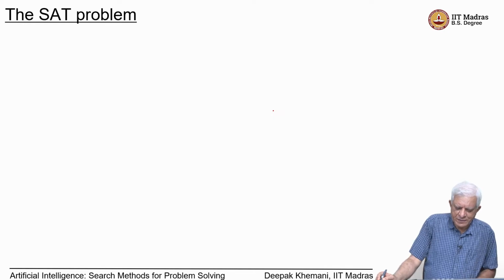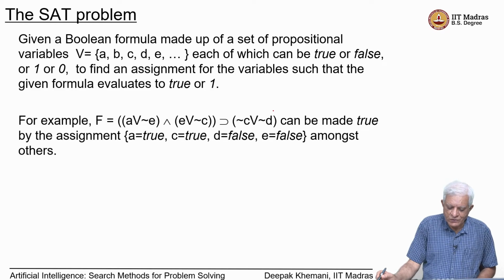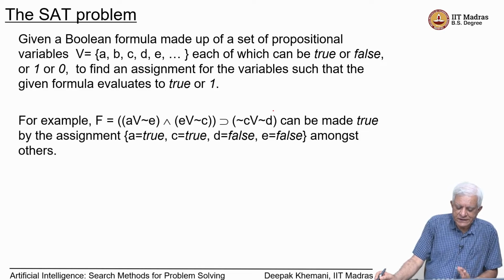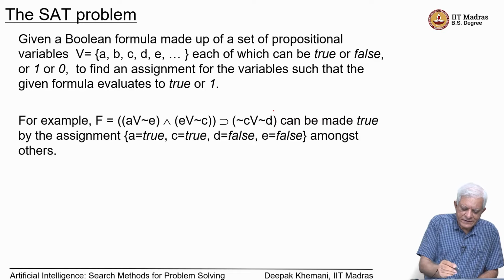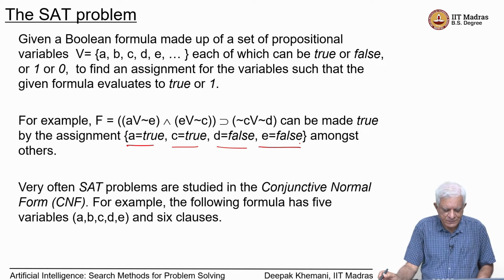So, let us come back to the SAT problem. Given a Boolean formula made up of a set of propositional variables, each of which can be true or false, or 1 or 0, find an assignment for the variables such that the given formula evaluates to true, or to 1 essentially. For example, here is a formula written in propositional logic, which can be made true by giving these values: A is equal to true, C is equal to true, D is equal to false, and E is equal to false, and there may be other valuations also.